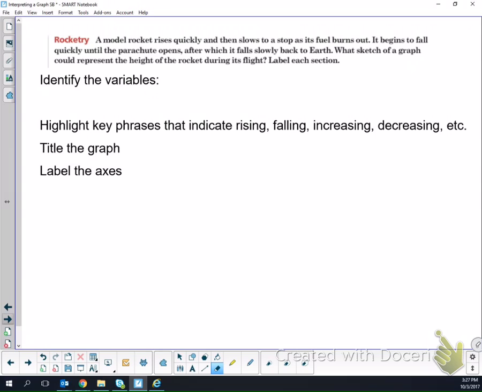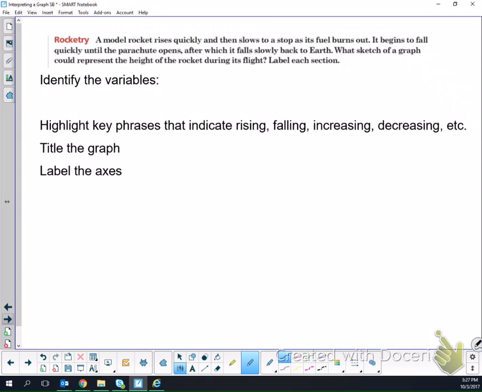All right, so now we're going to talk about this rocket. A model rocket rises quickly and then it slows to a stop as all of its fuel burns out. It begins to fall quickly until the parachute opens, after which it falls slowly back to Earth. All right, so what sketch of a graph could represent the height of this rocket in flight?